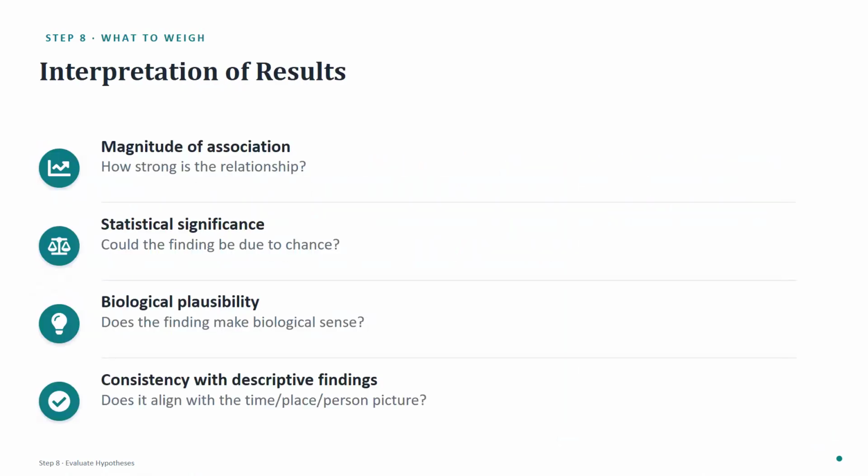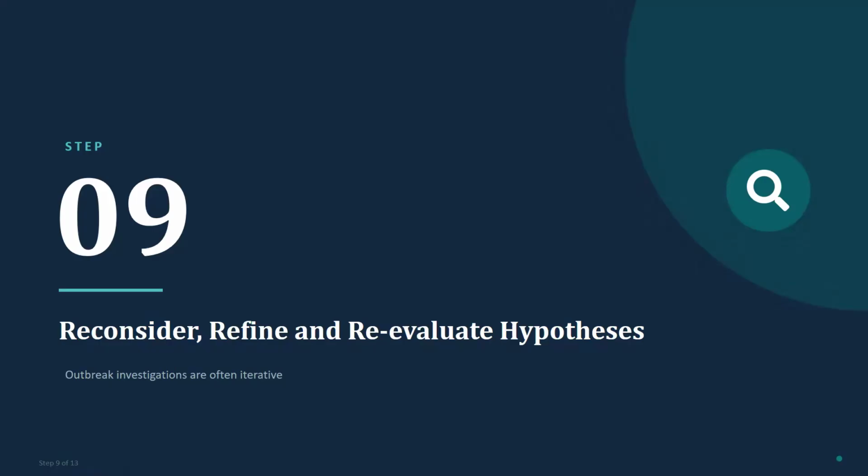So interpretation of the results according to whatever study design has been used. We see the magnitude of association, how strong is the relationship, the statistical significance, means could the finding be due to chance only, biological plausibility, does the finding make any biological sense as well, consistency with the descriptive findings, does it align with the time, place, person picture? So we have to answer all of the questions.